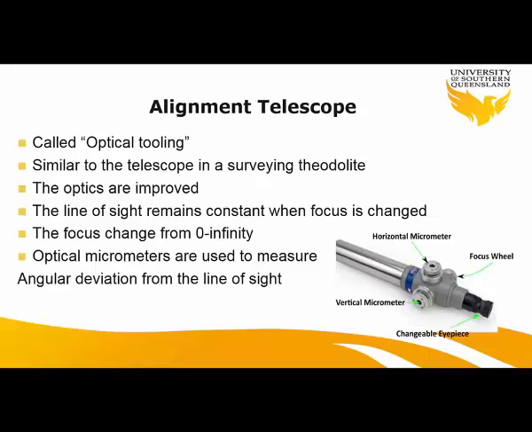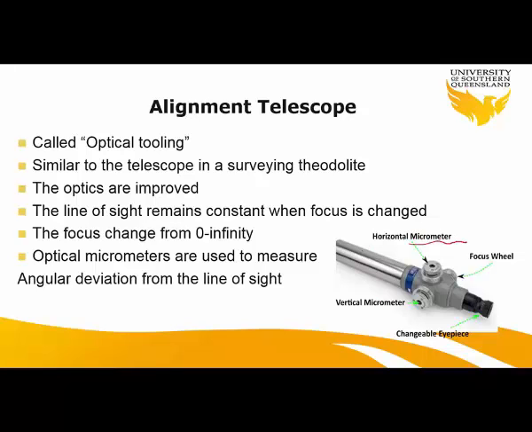Obviously, it's always from the name. So if there is an eyepiece or optical element, that's why we call it optical tooling. It's pretty much like a telescope we have in theodolite or total station. The only difference is the optics here are very improved. As you can see, we can measure horizontal and vertical deviation up to micrometer.